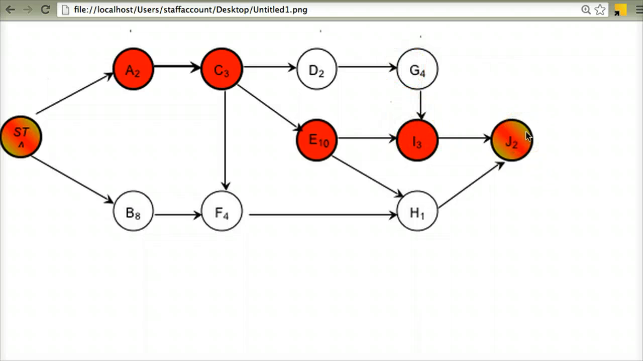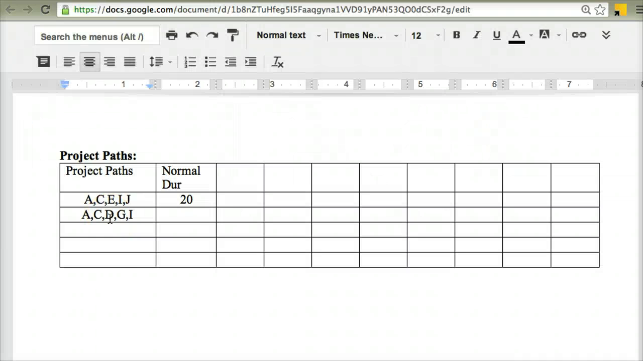And again, I'm picking out any possible way it allows me to go from the start node of a network diagram to the end node of the network diagram. They are all paths in their own right. So A, C, D, G, I, and J. And I'm just going to record that A, C, D, G, I, and J.